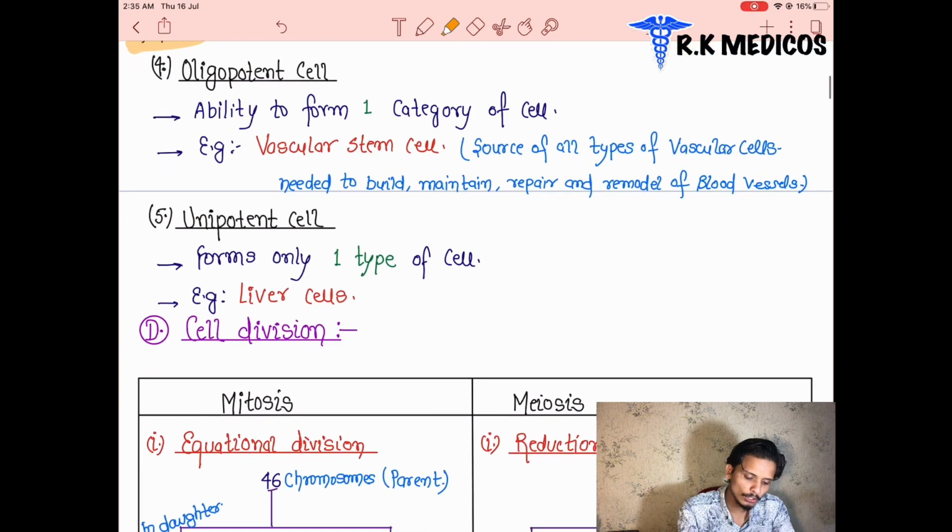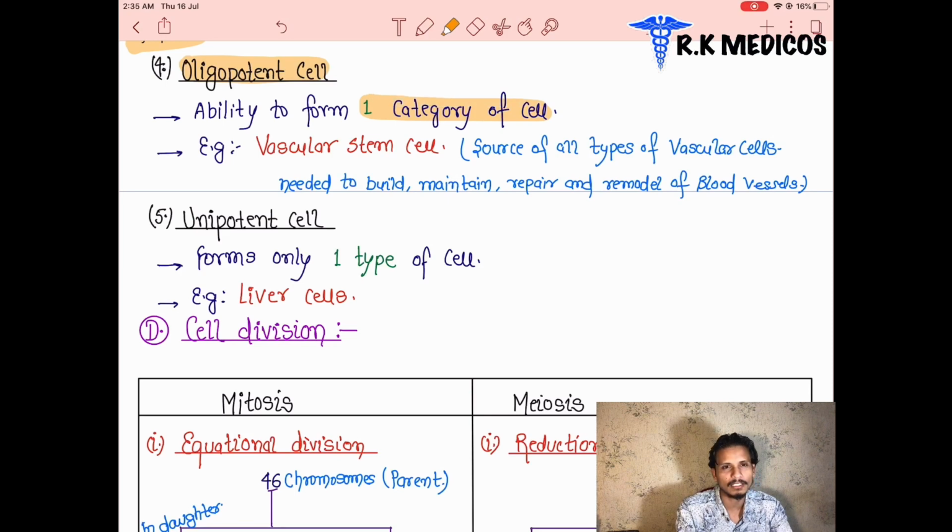Next point, oligopotent cells. In oligopotent cells, only one category of cells is formed, but their action is performed in different manners. We can see the vascular stem cells. They basically form the blood vessels, in which several types of cells are present. Some cells repair them, some cells build and form them, and some cells remodel the blood vessels. So these are all the same category of blood vessels.